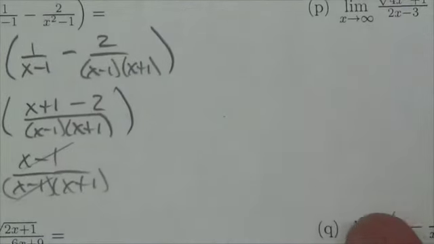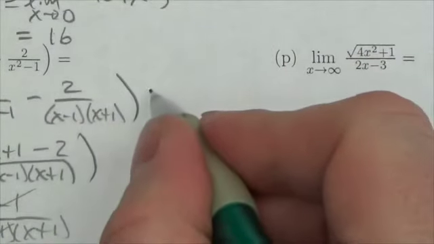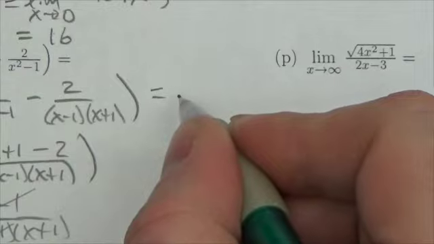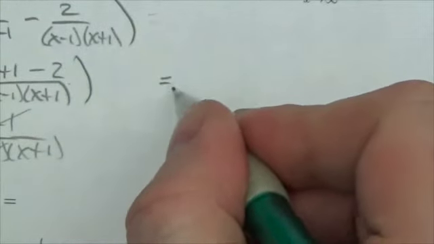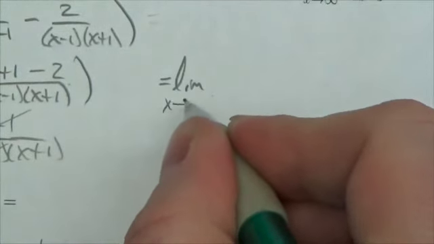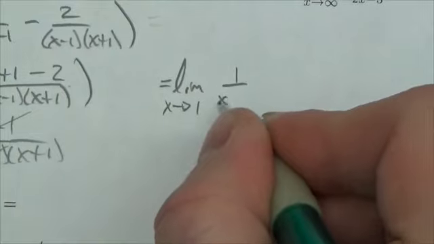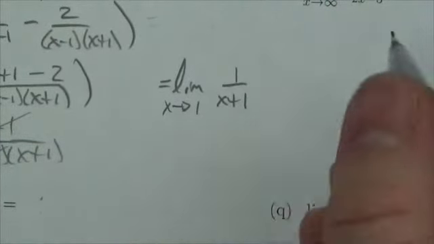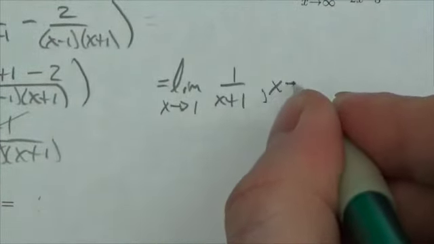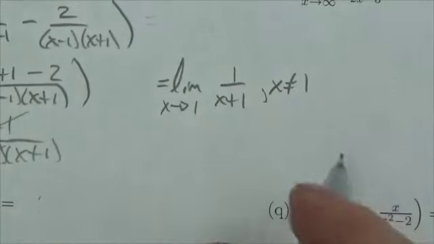This is now why I wanted to give myself a little room. I'm going to come back over here. So this will now equal the limit. Maybe I should come down a little further so it doesn't look like those two run right into each other. This will now become the limit as x approaches 1 of 1 over x plus 1, which is true so long as we state that x cannot equal 1.